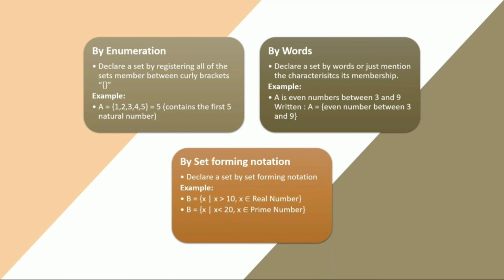And the last one is by set builder notation. Declare a set by set builder notation. For example, B equals curly brackets X such that X greater than 10, where X is an element of real numbers, and B equals curly brackets X such that X less than 20, where X is an element of prime numbers.